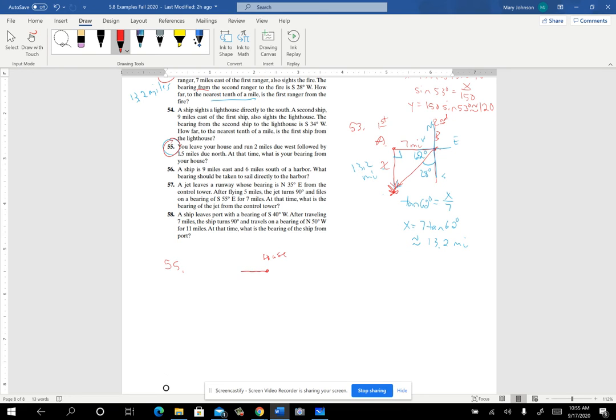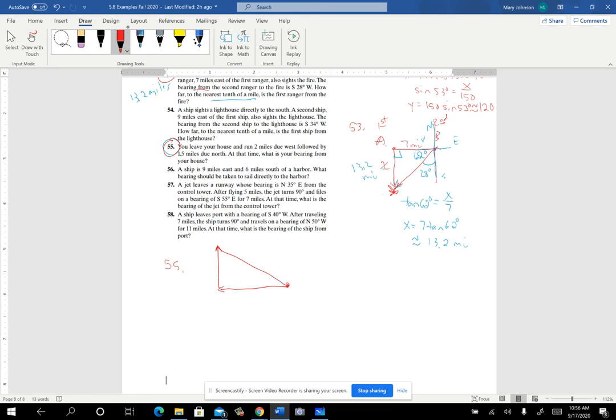West is to the left, right? I'll go 2 miles. Followed by 1.5 miles due north. And I'm going to go north, 1.5 miles. What is your bearing from your house? Okay. All right, so I'm going to move that down a little bit. I should have read the problem before I drew it, since I have to go north. So I'm going to go this way 2 miles and this way 1.5 miles. Okay. And then at that time, what is your bearing from your house?